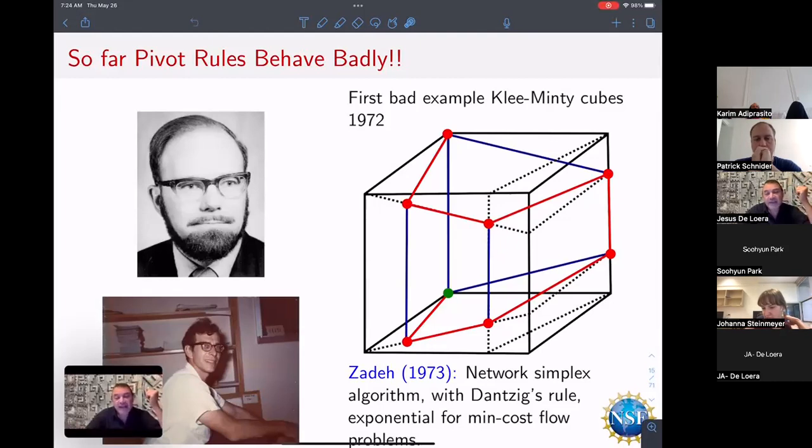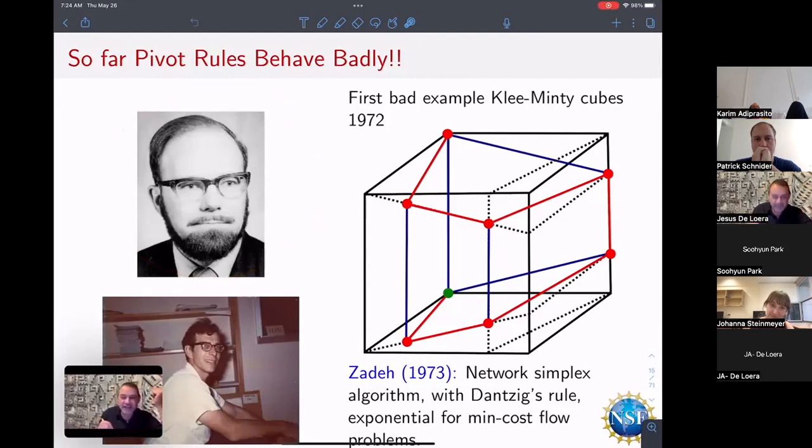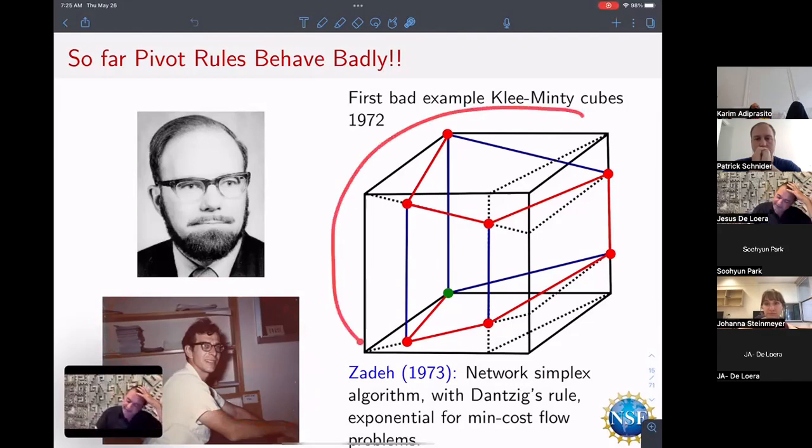And I think the very first bad example is the famous Klee-Minty cube. The Klee-Minty cube was invented by my academic grandfather. So here's my academic grandfather, Victor Klee, and here is George Minty. In 1972, these gentlemen constructed this. It's a combinatorial cube. It looks like a cube, but it's deformed. And you can see the three-dimensional picture here in my slide.